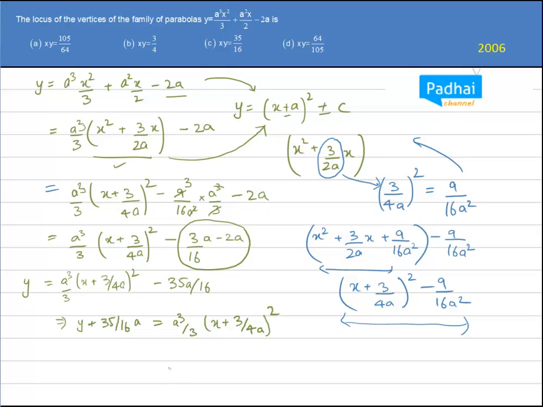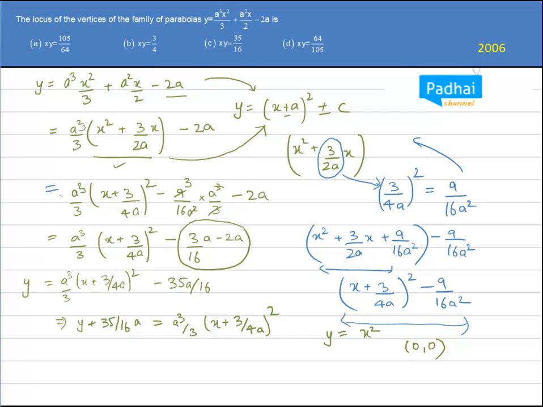Okay, so now look at this question. If you need to find the vertex of these kind of questions, you just need to compare it with the standard parabolic form. This is basically this form, y is equal to x square type. In this case the vertex was (0, 0). Now how the vertex would be shifted, that is what you have to find.